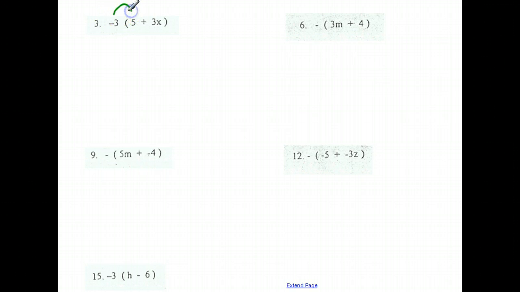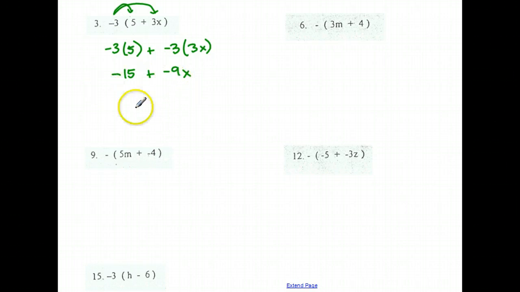All right, first one. We're going to distribute the negative 3 to both terms. Negative 3 times 5 plus negative 3 times 3x. Negative 3 times 5 is a negative 15 plus a negative 9x. That would be fine.